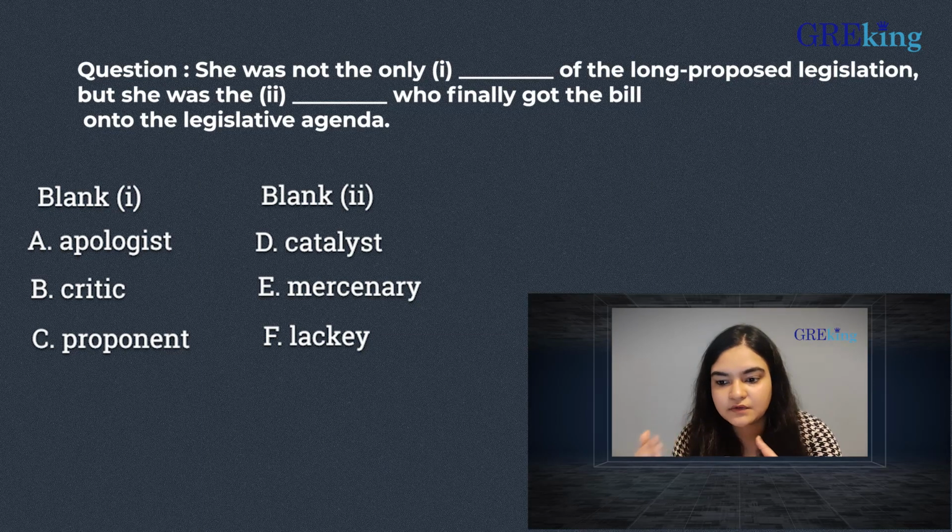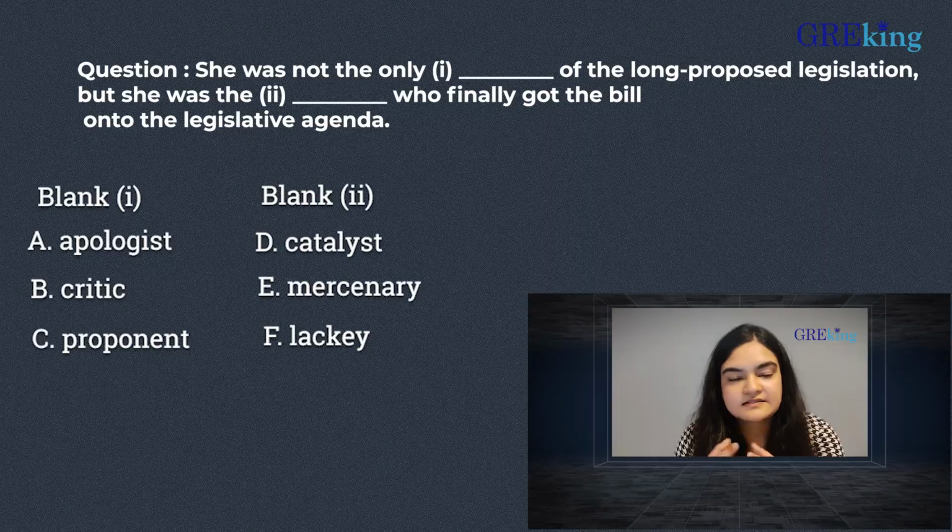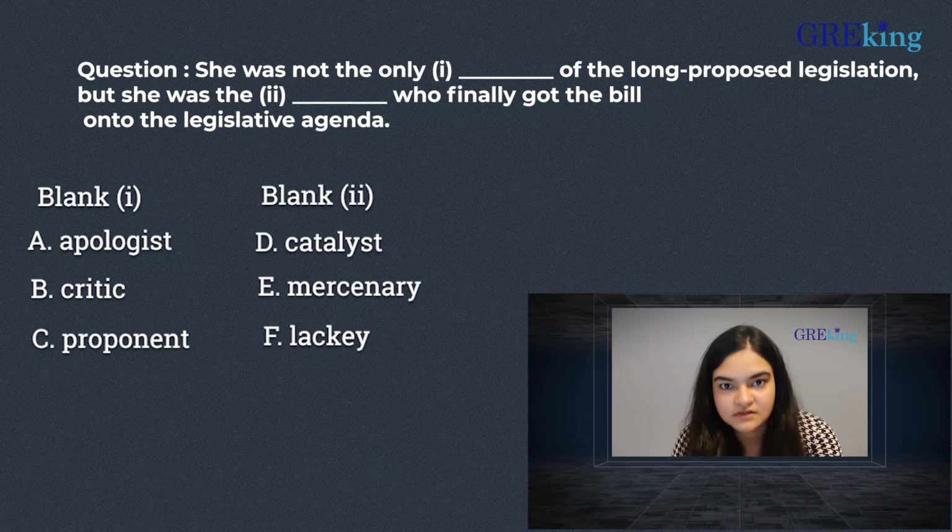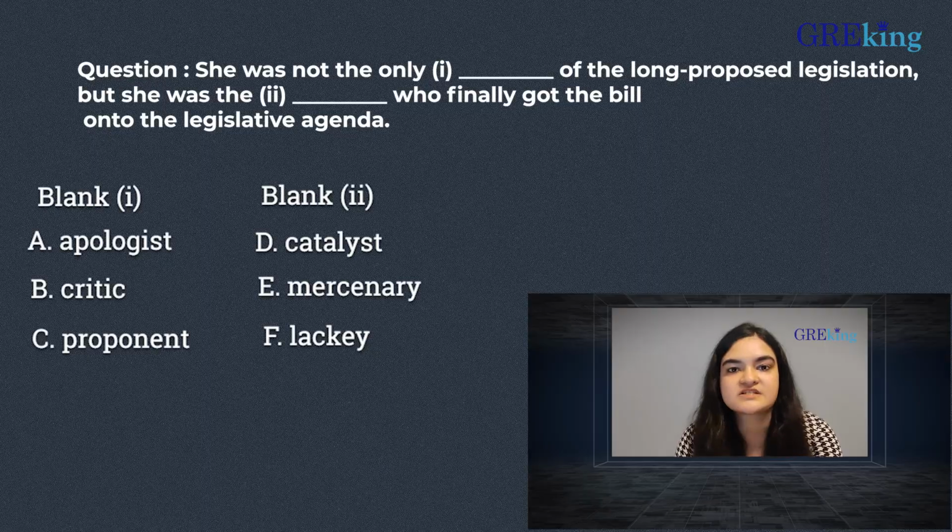Now for the other word, let's check out the blank 2 options. It's catalyst, mercenary and lackey. Catalyst is the correct answer in this case, because catalyst is something like, in a chemical reaction, you might have heard the word when studying chemistry. A catalyst is something which supports the chemical reaction, because of which something happens. So she was not the only proponent of the long proposed legislation, but she was the catalyst, like she was the driver, who finally got the bill onto the legislative agenda.